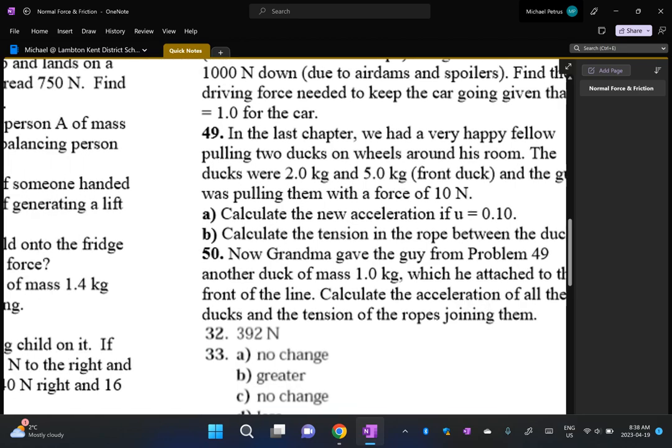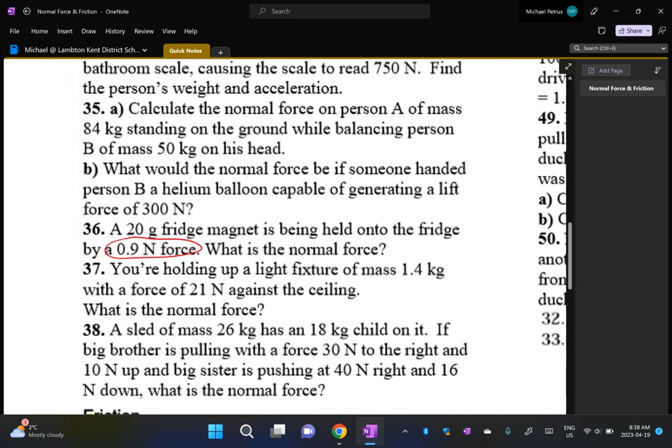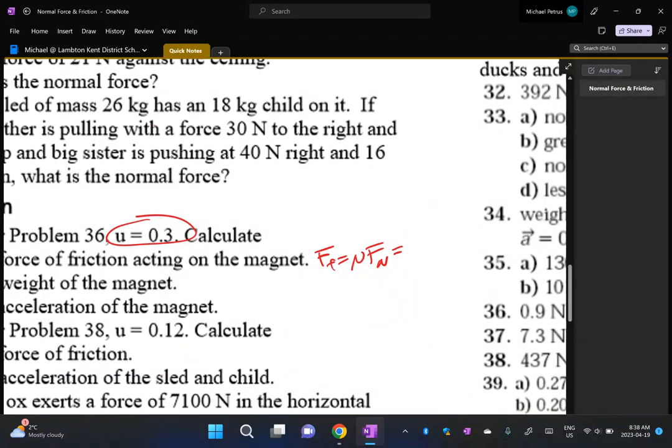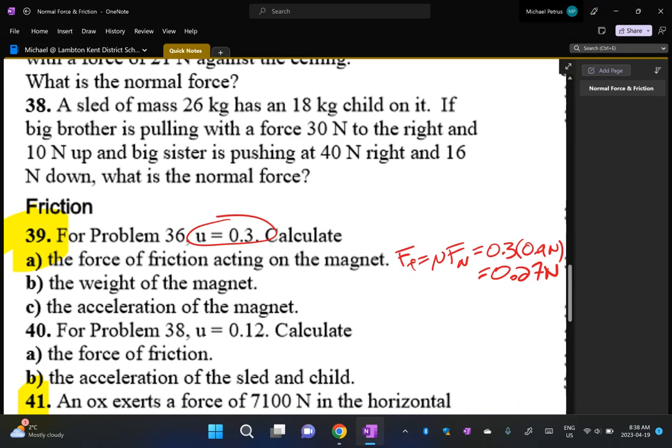But if you already did 36, then you already knew that. So if the normal force is 0.9 newtons, then it's pretty easy. We just go 0.3 times 0.9 newtons. I do have a calculator today, but it's pretty suspect. But I should be able to type something in as simple as this. So I get 0.27 newtons for the force of friction acting on the magnet.